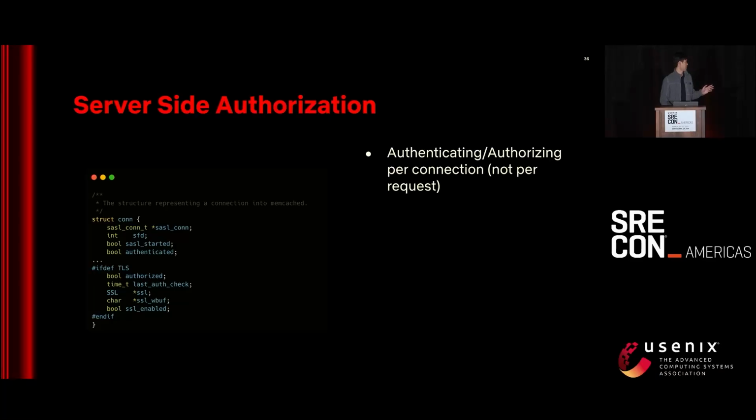So there are some interesting fields in here. We can see there's an authenticated field, which represents if this connection is authenticated. There's also the SSL context that exists within the connection. We added two fields here. One is whether or not this connection is authorized, and another field is the last time this connection was authorized. So why do we need this last field here?